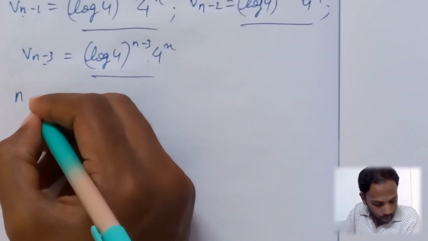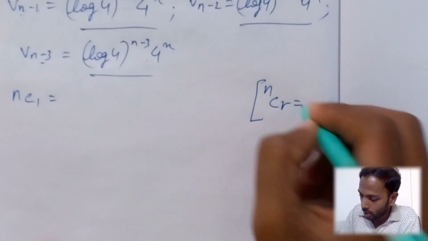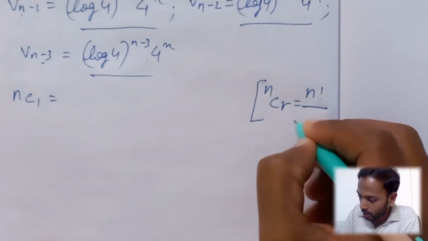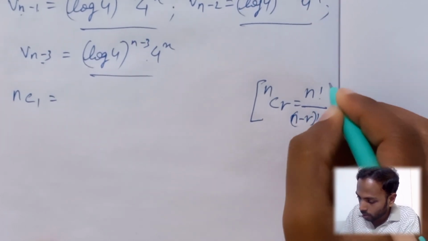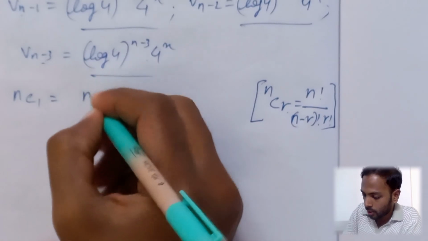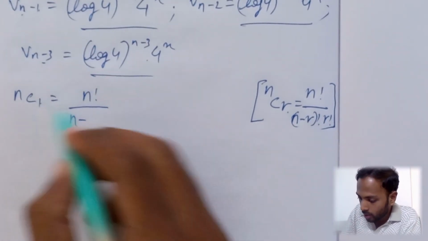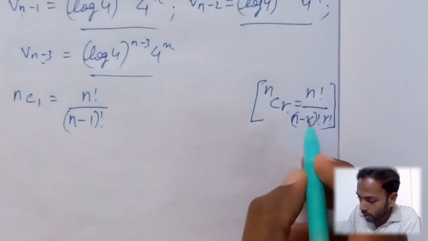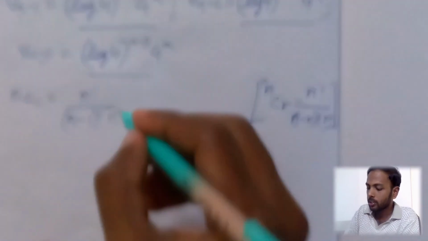Now how to find NC1? What is the formula for NCR? NCR is equal to n factorial by n minus r factorial into r factorial, right? This is the NCR formula. Now in place of r, there is 1. So let's apply this formula: n factorial by n minus r, which is 1 here, so n minus 1 factorial into r factorial, so 1 factorial. How to solve this?